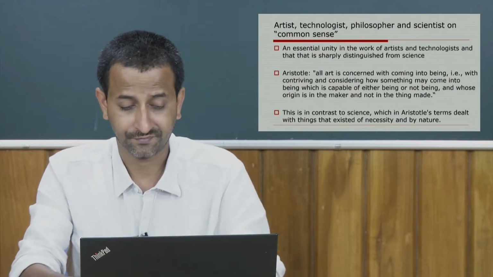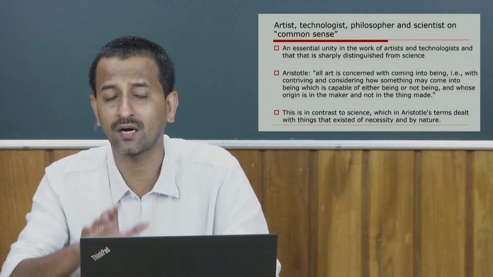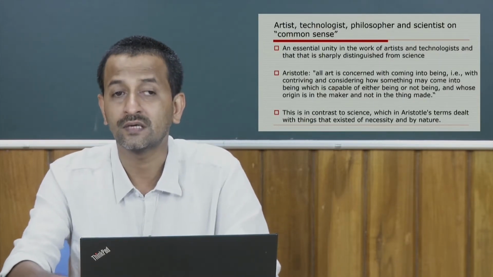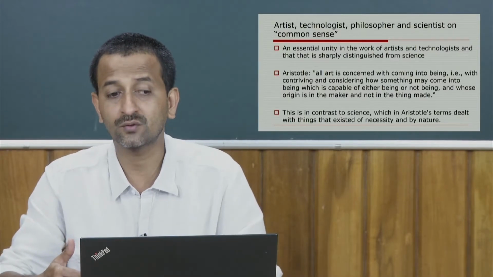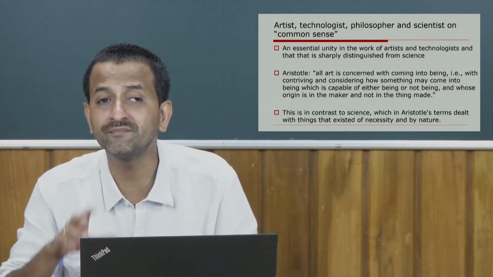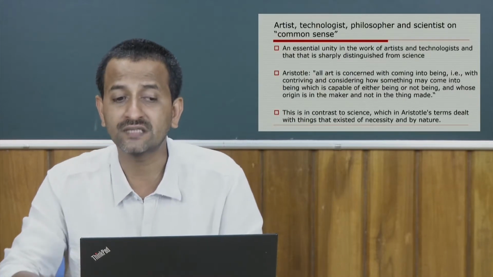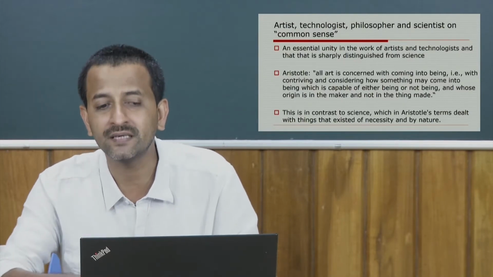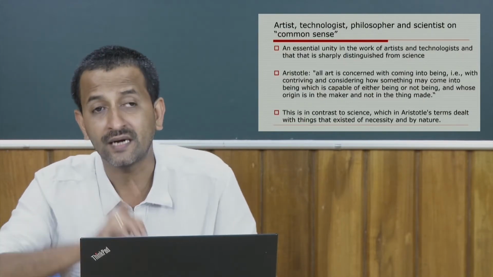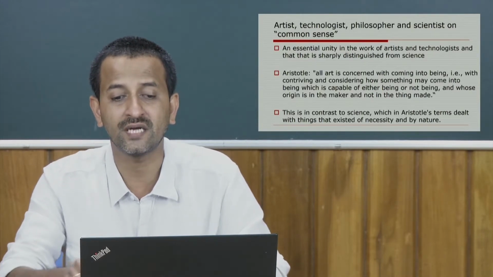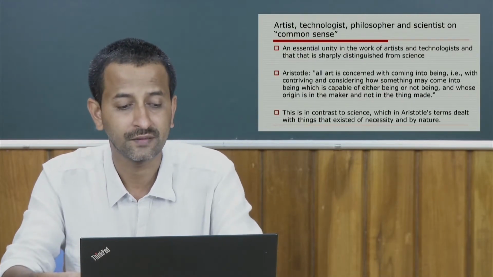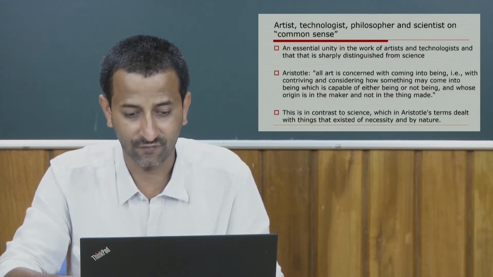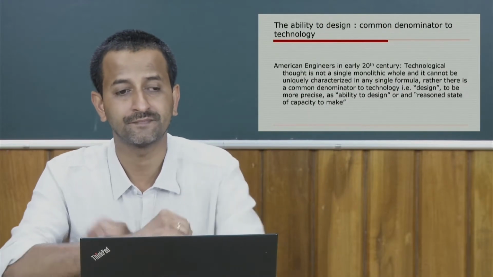to science. It is important that all art, according to Aristotle, is concerned with coming into being, that is, with contriving and considering how something may come into being which is capable of either being or not being, and whose origin is in the maker and not in the thing made. And this is in contrast to science, which in Aristotle's terms dealt with things that existed of necessity and by nature.